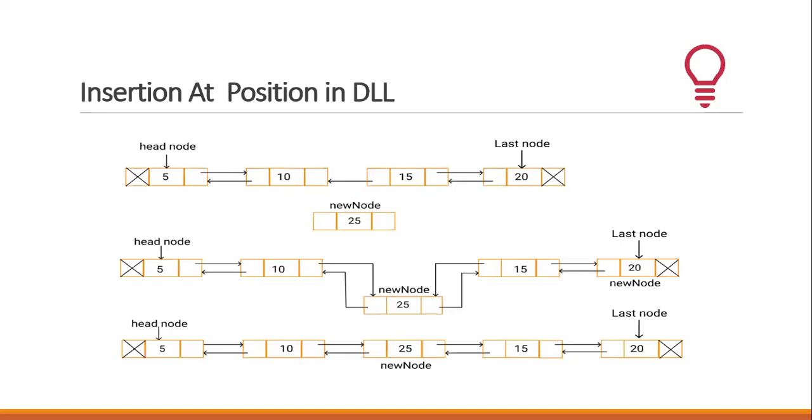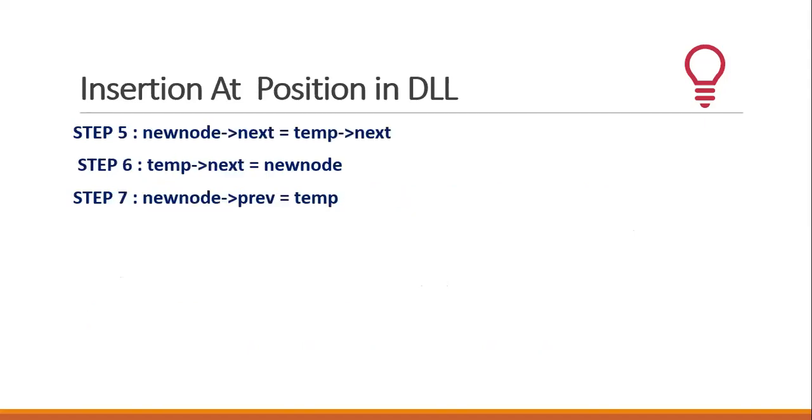So now new node of next will point to whom? It will point to the one to which temp of next was pointing. Temp of next was pointing to 15, so now new node of next will also point to 15. That is done. Now temp of next will be new node. That is also done, and then new node of previous will be temp. So new node of next is equal to temp of next, then temp of next is equal to new node, and new node of previous would now be pointing to temp.